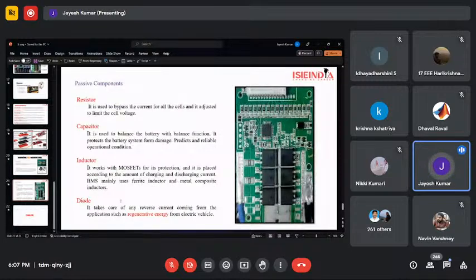In the passive components, the resistors, capacitors, inductors, and diodes come in. Resistors are used to resist the flow of current, and they are used for cell balancing and protection of the IC also. And we use the capacitor to increase the battery life and maintain the battery system. It is a part of electronic circuit design. And we use the inductor, which is also known as a shunt reactor, which is this one.